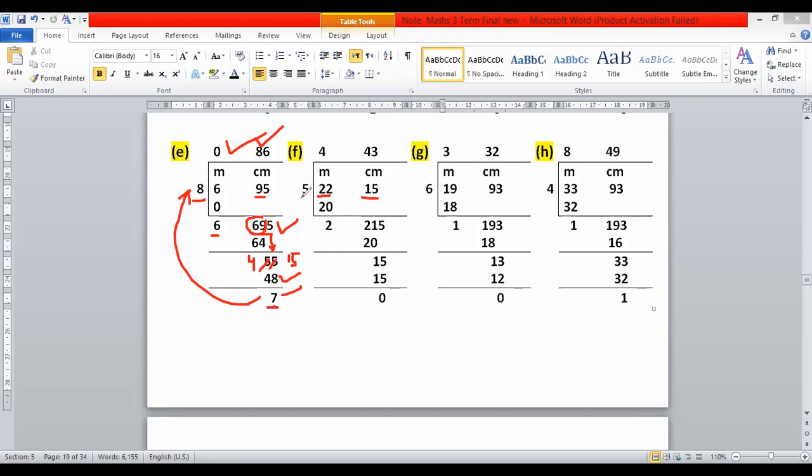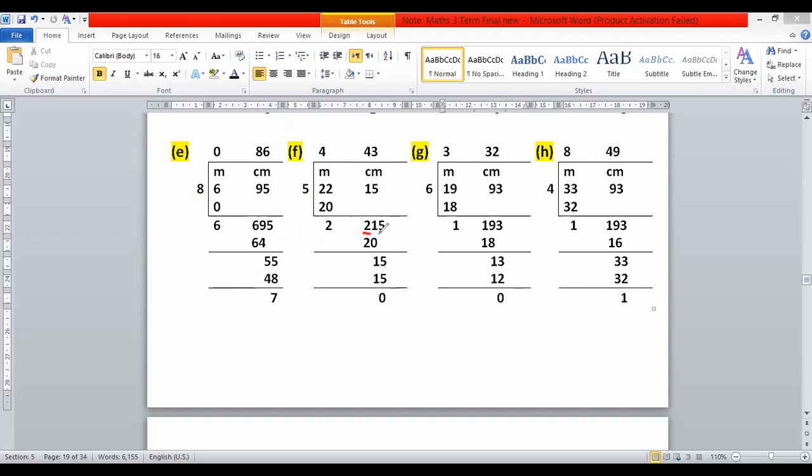So here first we divide 22 by 5. 5 fours are 20. 22 minus 20, we get 2. 2 meter means 200 centimeters. Here we cannot divide 2 by 5 further. Therefore, we convert 2 into centimeters. These are 200 centimeters. In other words, you can say 200 plus 15, you get 215. Now you divide 215 by 5.